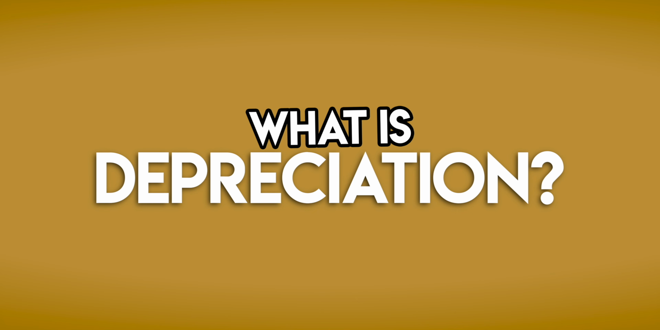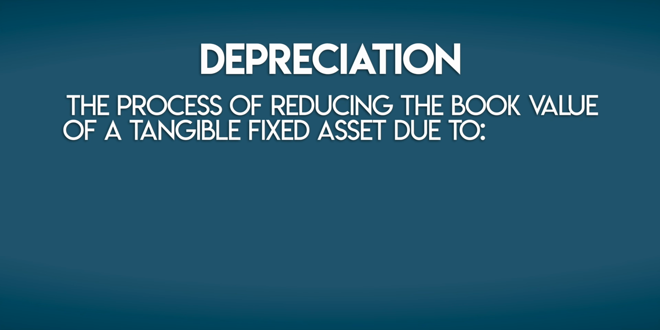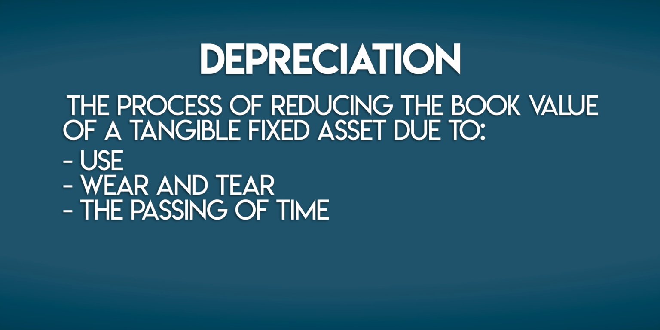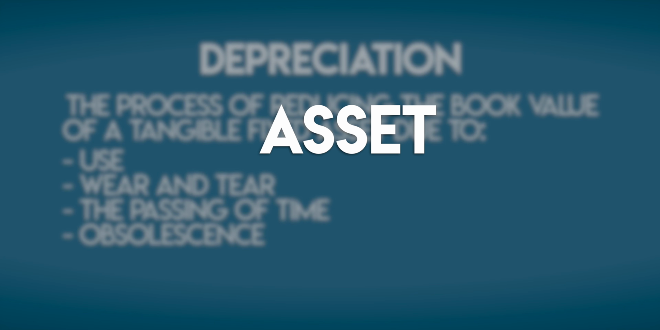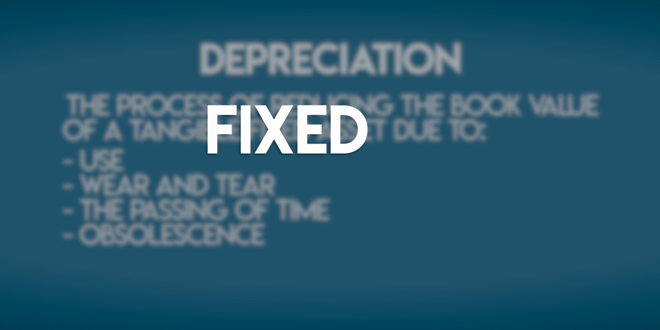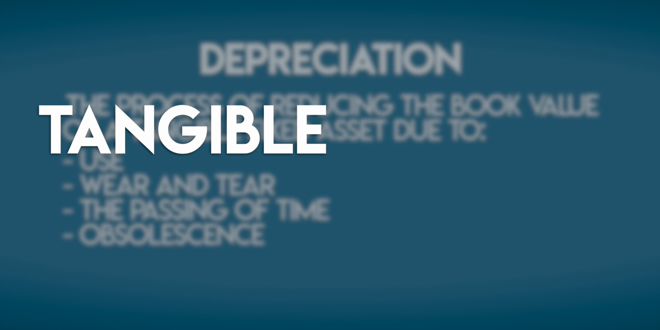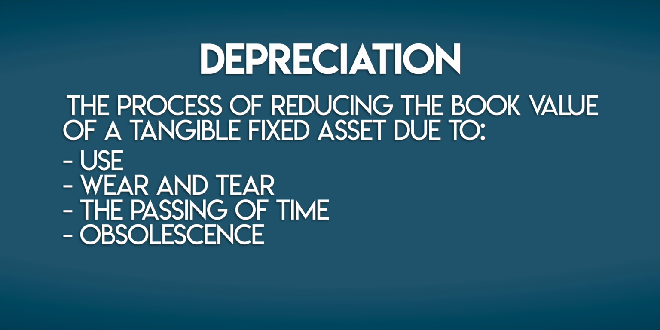What is depreciation? It's the process of reducing the book value of a tangible fixed asset due to use, wear and tear, the passing of time, or obsolescence. An asset is something that you own that's valuable and which will bring you economic benefit in the future. Something like your oven, which you'll use to make money. Your oven is a fixed asset because you'll use it for a long time, and it's a tangible asset because it physically exists. You can touch it. You can't touch intangible assets, and they don't depreciate, they amortize instead, but that's for another day.